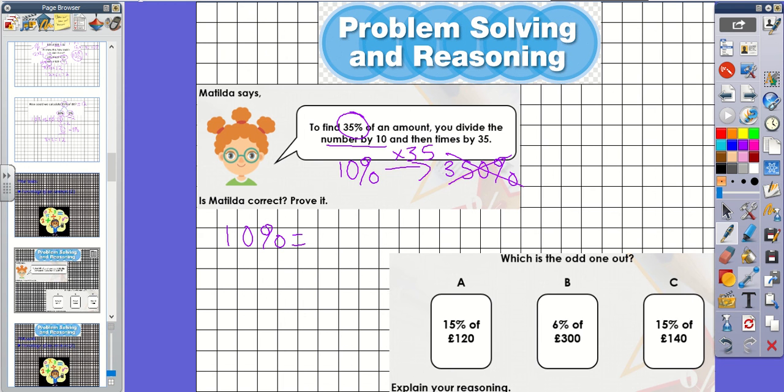So 10%, and then you need to multiply by 3 to find 30%. Okay. Then once you have found that, we know that you've got how to find 10%. So half of 10%, which equals 5%. And then you can add up those two numbers together to find 35%. So is Matilda correct? No, she is incorrect.